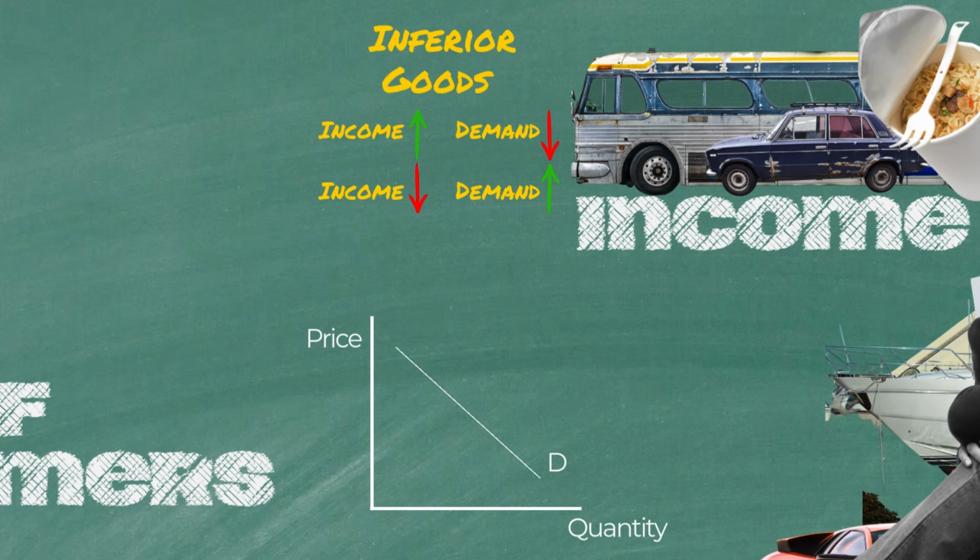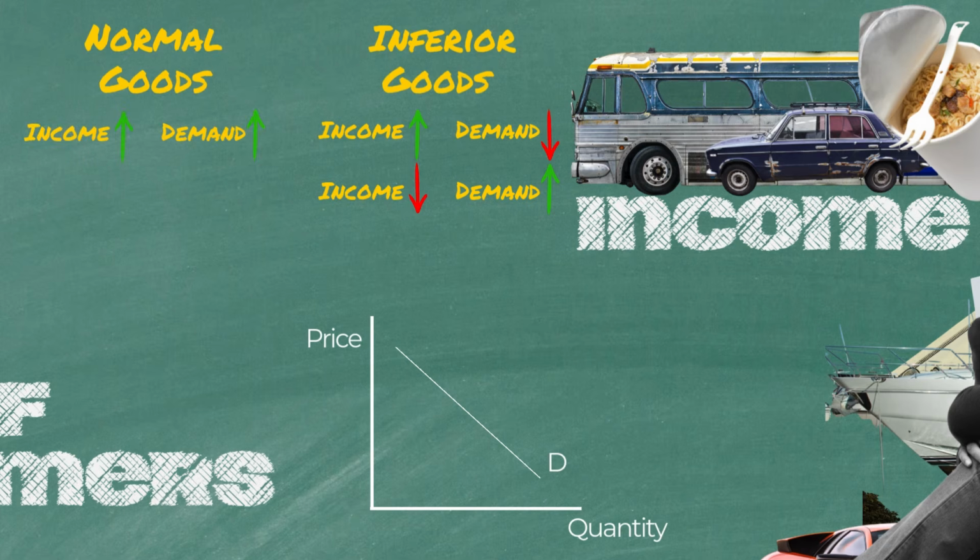But normally, as income increases, demand for most products will increase. So we call these products normal goods. These are most of the things that you see when you walk through the mall. Nike shoes, MacBooks, Starbucks coffee, Louis Vuitton handbags, and so on. As your income increases, you'll buy more of these things, so the demand curve shifts to the right. And as your income decreases, your demand for these things will also decrease, shifting the demand curve to the left. So be careful with income as a non-price determinant. How it shifts the demand curve depends on whether it's a normal good or an inferior good.